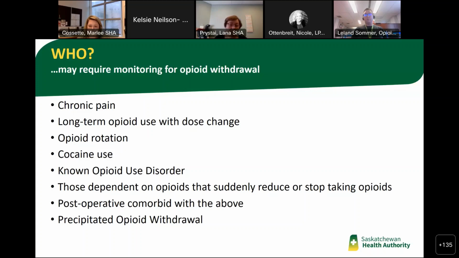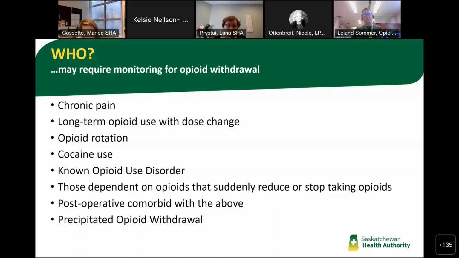Known opioid use disorder, those dependent on opioids that suddenly reduce or stop taking their opioids, that is a big part of who we see with the opioid use disorder. Post-operative comorbid with any of the above, because they've likely had a gap in receiving an opioid or matching the opioids that they may take illicitly out in the community.